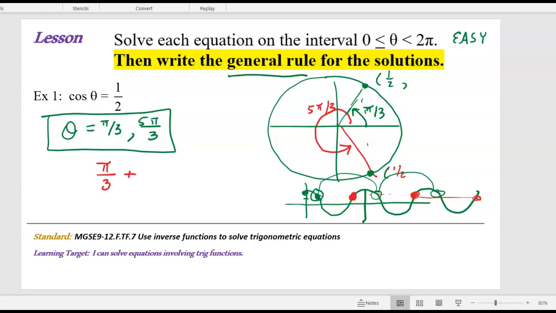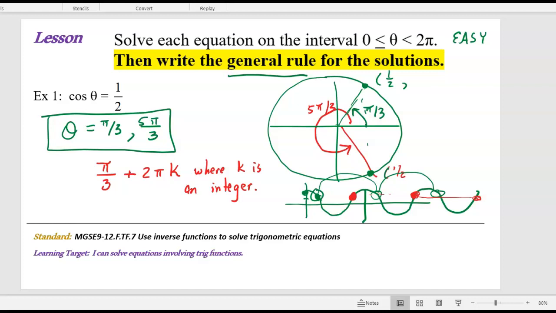Pi over 3 plus 2 pi k, where k is an integer. There's only one R in the word integer. One of the most misspelled words in algebra nomenclature. Okay, so pi over 3 plus 2 pi times 1, plus 2 pi times 2. And you can go to the left. So it could be 2 pi times -1, which means -2 pi, which means you're moving left 2 pi.